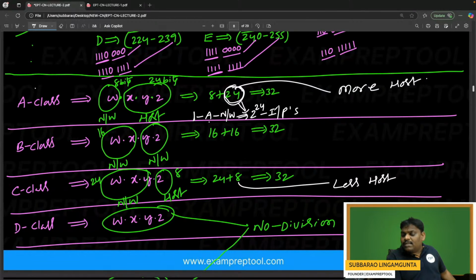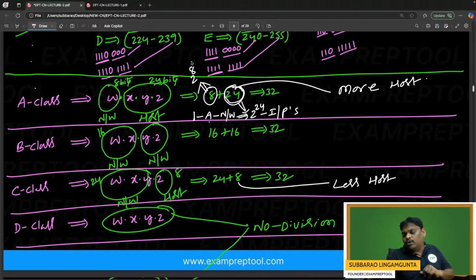Sir, one class A has these many, but network purpose is 8 bits. How many class A networks are possible? 2 power 8 networks are possible. Class A, 2 power 8 networks. Are you getting it? Class A purpose is 8 bits, 2 power 8.